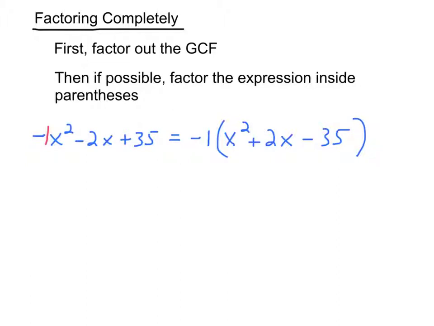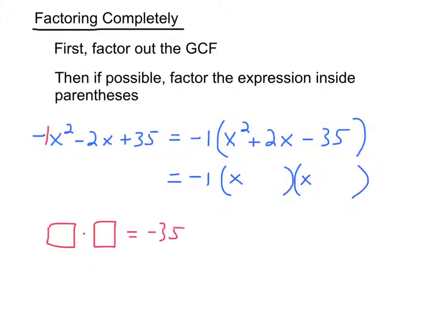That's really important. So now that we've done that, we want to see if we can go further again. We always want to try that. So we'll set that up the same way we have been. And we're looking for two numbers that multiply out to equal negative 35 and that add up to equal positive 2. So it would be a positive 7 and a negative 5. So we'd put that into our answer. So plus 7 and minus 5.